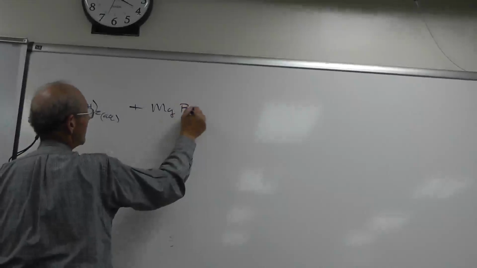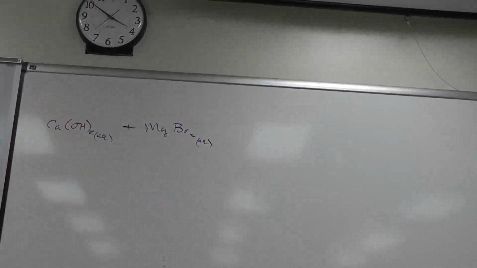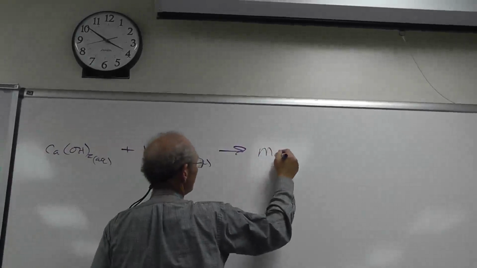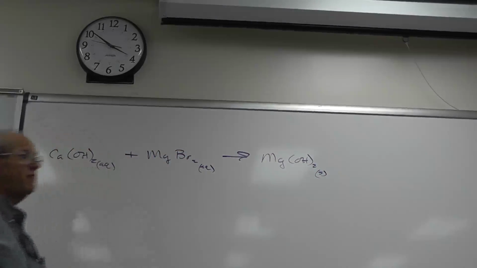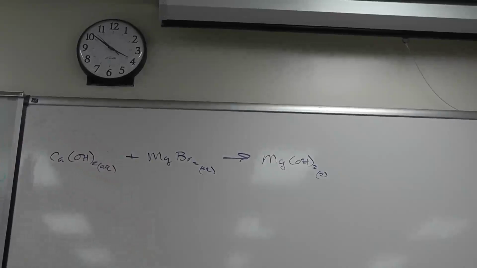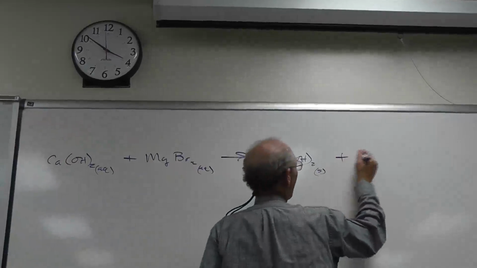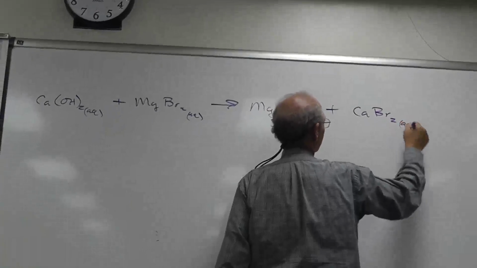Magnesium bromide. It also says it's aqueous. It is a soluble salt. Yields magnesium hydroxide. So here they're writing it as a solid. It is a group 2 base, but it's one of the lighter ones, so it is weak. So they're writing it as a solid. And then calcium bromide, and they're writing that as aqueous.